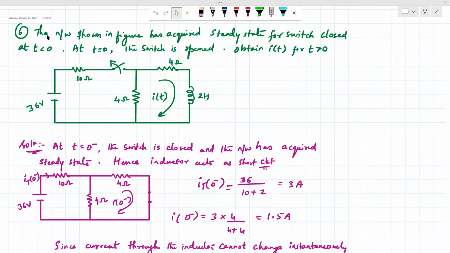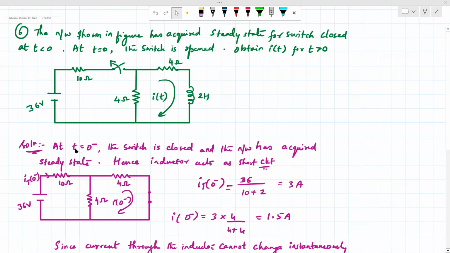Next numerical. The network shown in the figure has acquired steady state for switch closed at t less than 0. At t is equal to 0, the switch is open. Obtain i(t) for t greater than 0. So the switch was closed at t less than 0. It has already attained the steady state condition. This they have mentioned in the question.